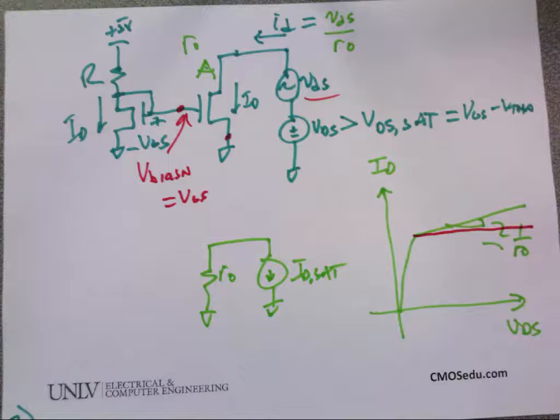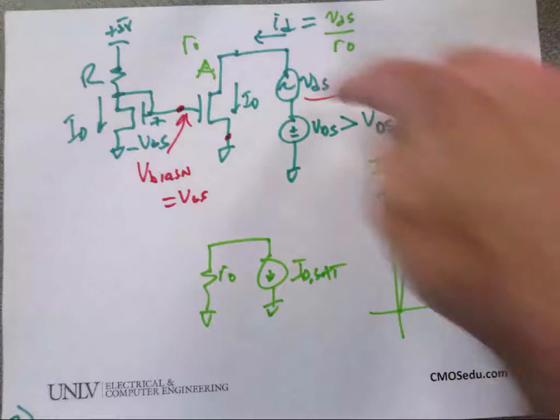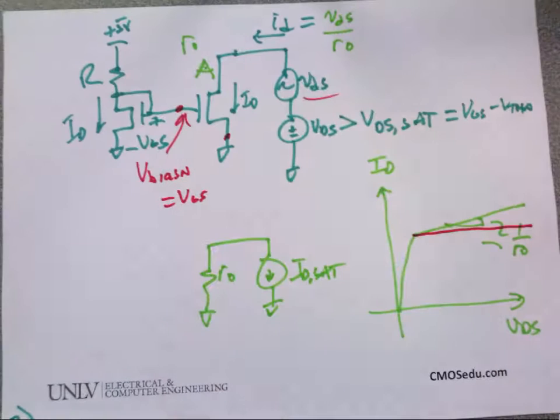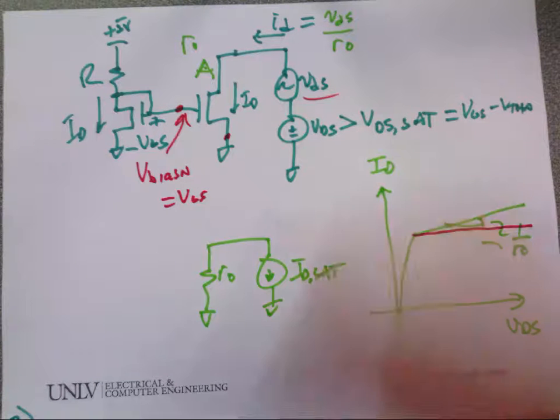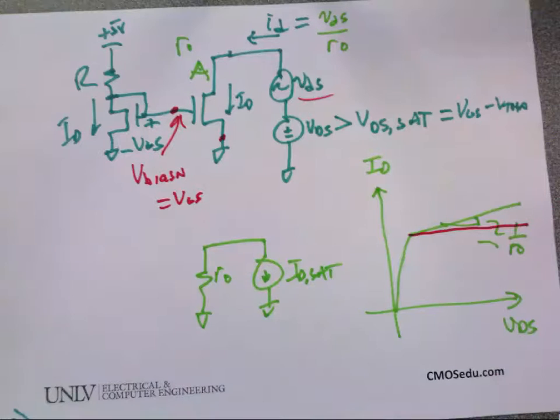Yeah, okay. All right, so if I wiggle VDS, does the VGS here change? No. All right, but how do I keep the current constant then?